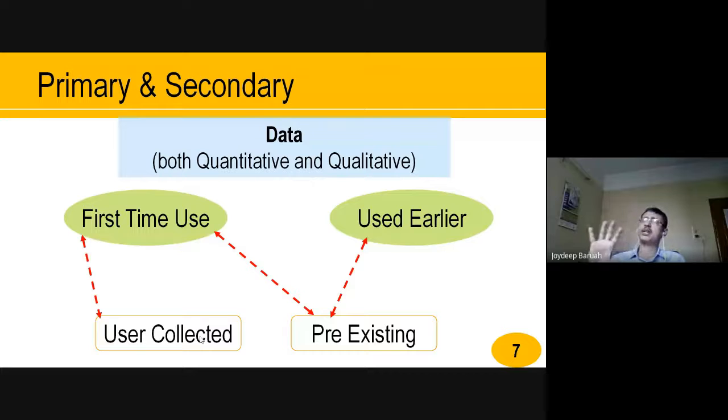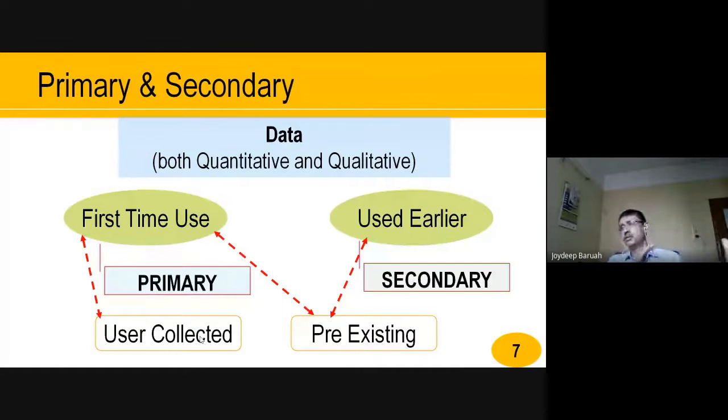So based on the observation, we have quantitative and qualitative, the lens that we apply, and based on the use, we have primary and secondary data. If it is first-time use, whether user-collected or pre-existing, we call it primary data. And if it is already there and we are just taking it for the second or third time, then it is called pre-existing data, or secondary data.